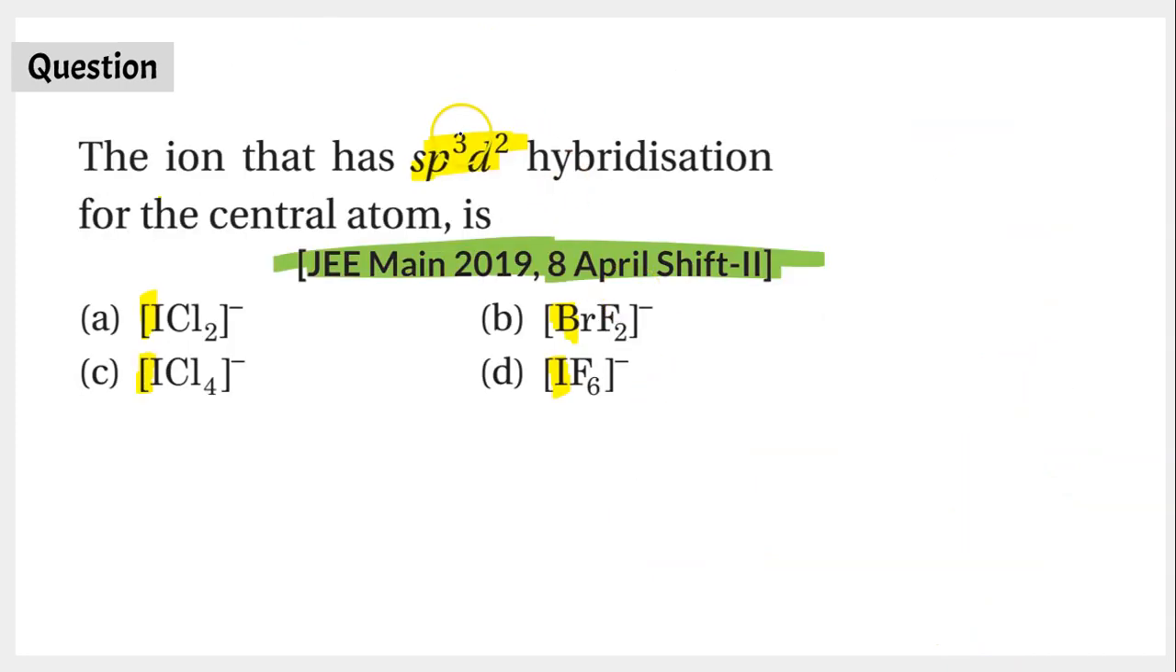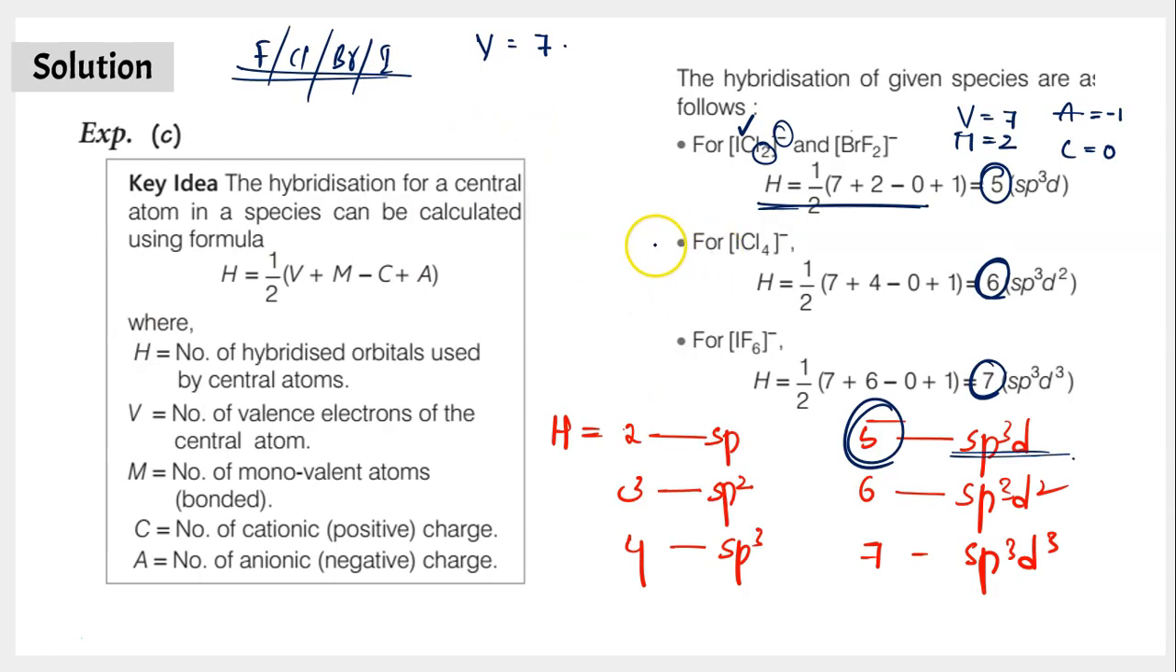But in the question, they asked us to find out the molecule with sp3d2 hybridization, and according to what we have calculated, the molecule ICl4 minus has got this hybridization, so the right answer is option C. I hope you understood how to deal with this question. Please make sure you learn this formula to calculate hybridization.